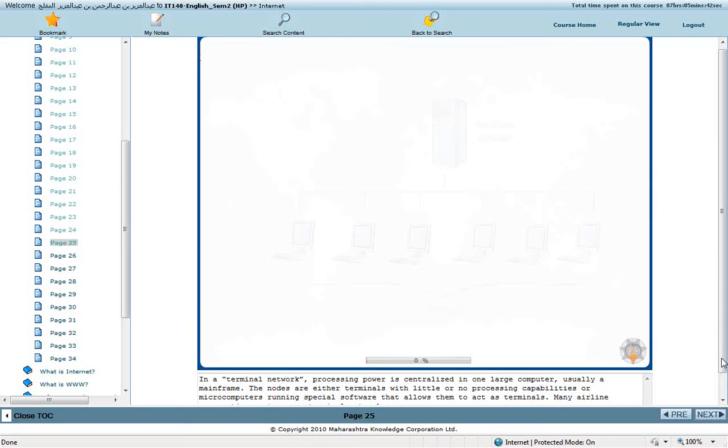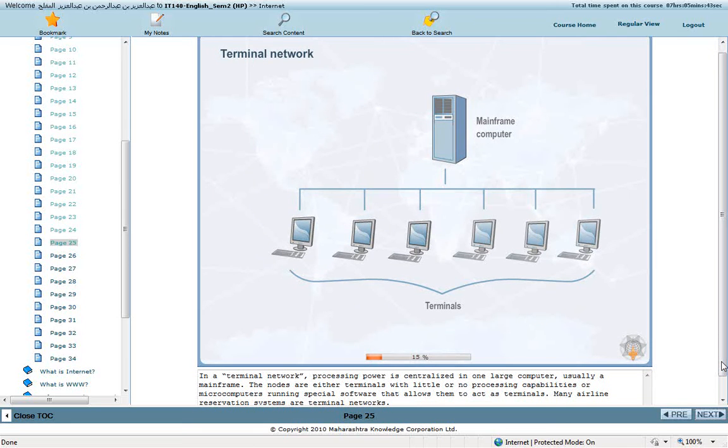In a terminal network, processing power is centralized in one large computer, usually a mainframe. The nodes are either terminals with little or no processing capabilities or microcomputers running special software that allows them to act as terminals. Many airline reservation systems are terminal networks.